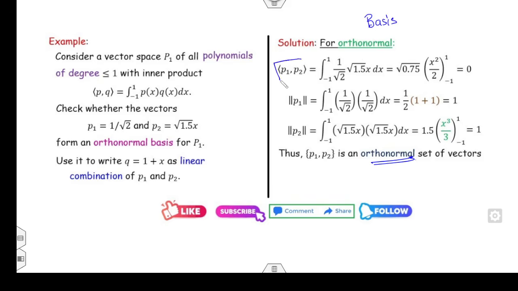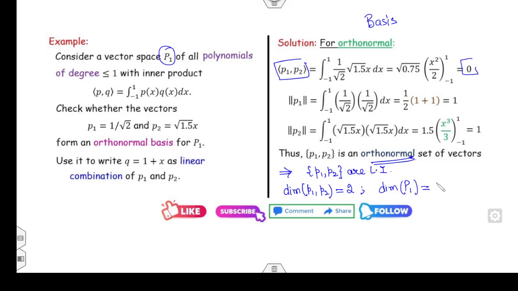Now since P1 and P2 are orthogonal, fine. So that implies P1 and P2 are linearly independent. Now second, you have to prove the dimension. What is the dimension of {P1, P2}? They are the two elements. And what is the dimension of the given vector space? The given vector space is 2.